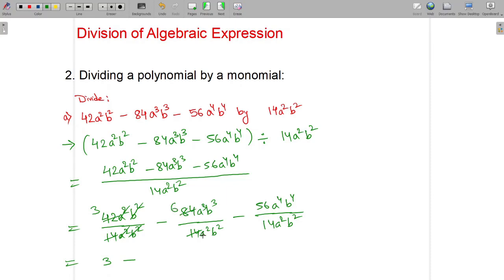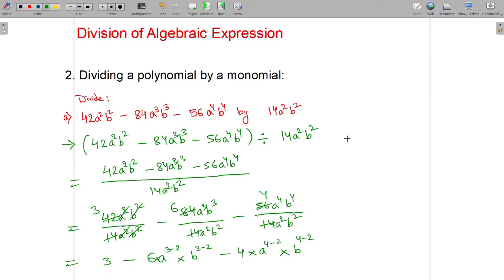Now a to the power 3 by a to the power 2, so what will happen? The power will get subtracted. 3 minus 2 into, now b to the power 3 by b to the power 2, so 3 minus 2. Minus 14 4s are 56, so let us write 4. Now into a to the power 4 and divided by a to the power 2, so the power will get subtracted again. Now b to the power 4 divided by b square, so again the power will get subtracted.